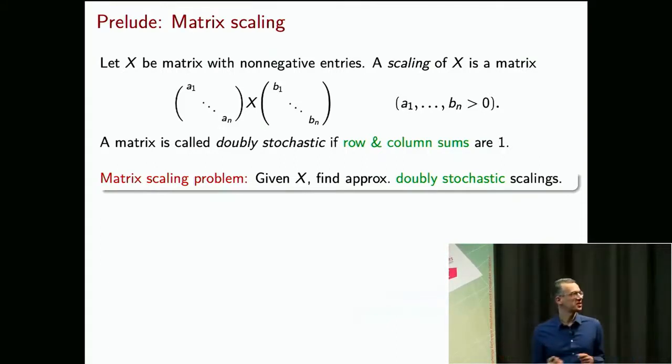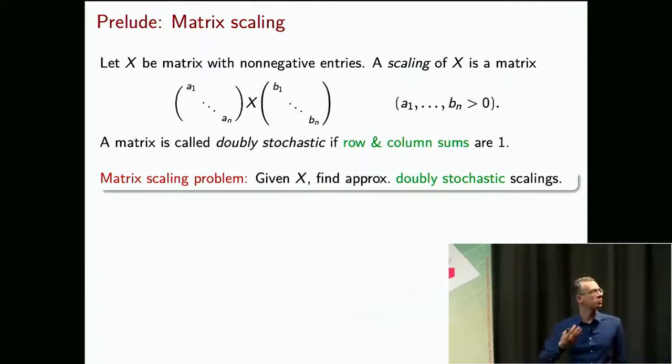Maybe it's not exactly clear why we look at them. But we want to study a problem called the matrix scaling problem. And what this problem asks is, suppose I take an arbitrary such matrix X, can I rescale the rows and columns in such a way to turn this into a doubly stochastic matrix? Okay.